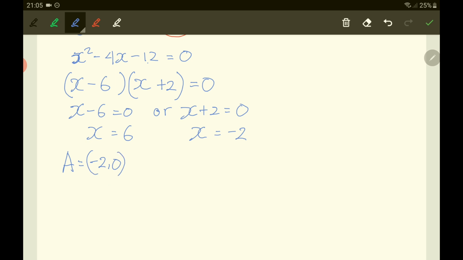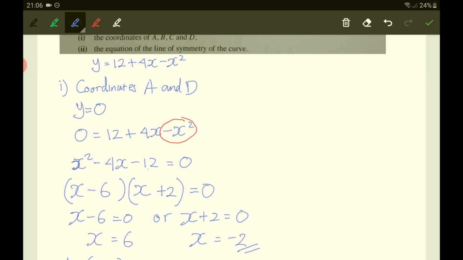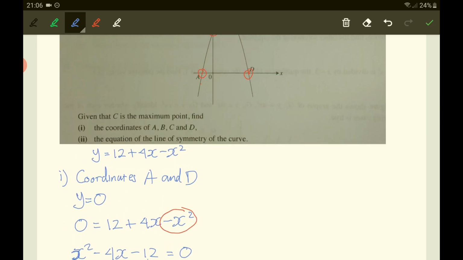So if the question is asking you about the coordinate, it means that you need to write it in coordinate form. So this is the coordinate form, minus 2 comma 0. You cannot just leave it like this and then finish. No, you cannot. You have to state the coordinate. And then the coordinate of B here is 6 comma 0. So the value of y is 0. Okay, done. We finished with A and B, and now it's time for the value of B.